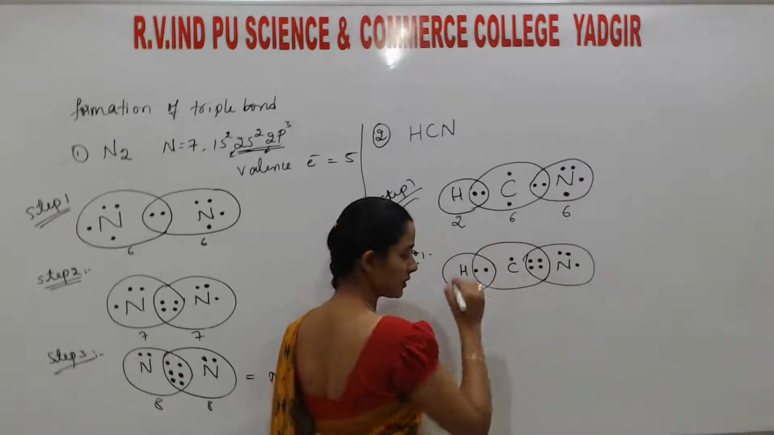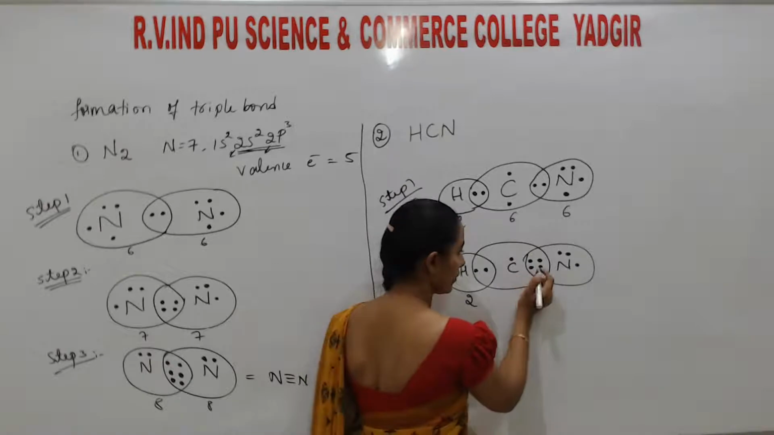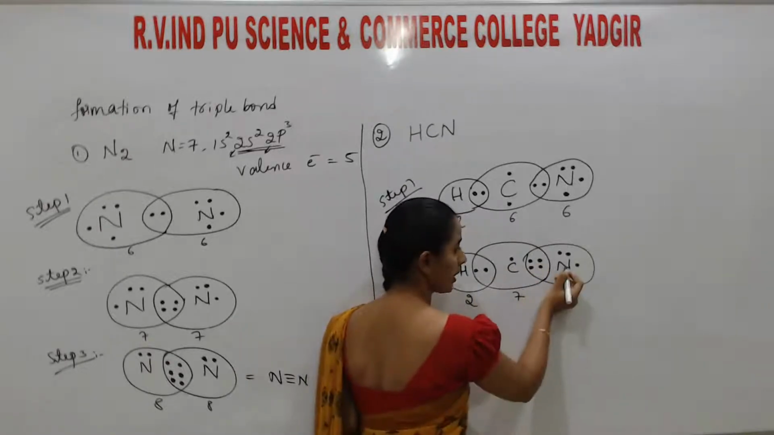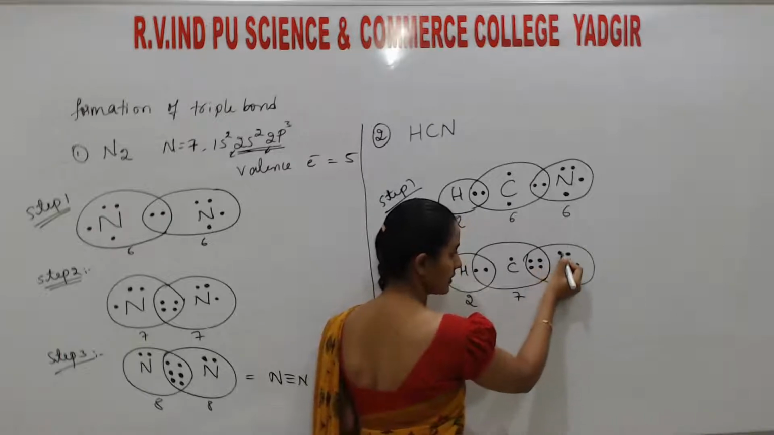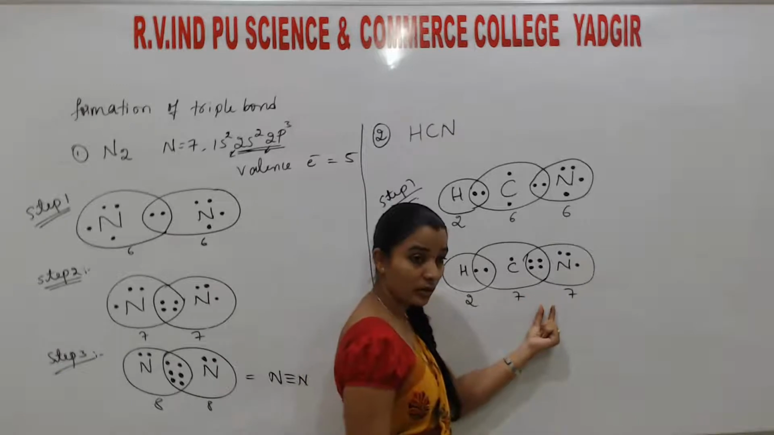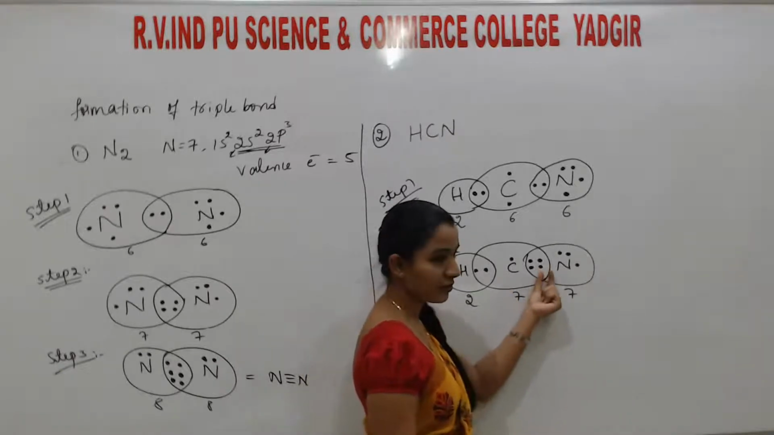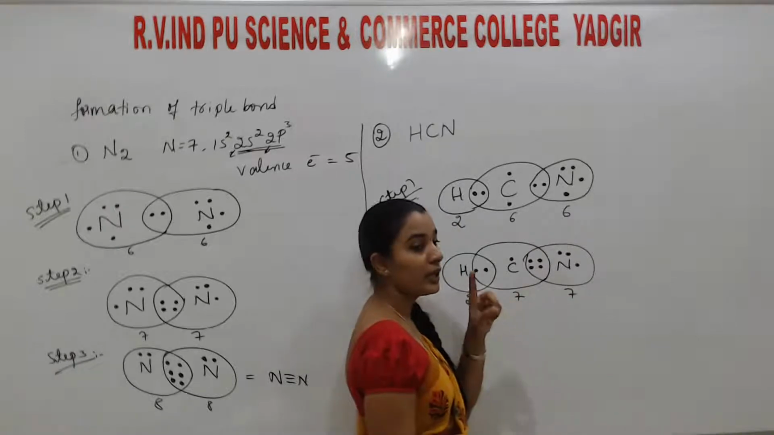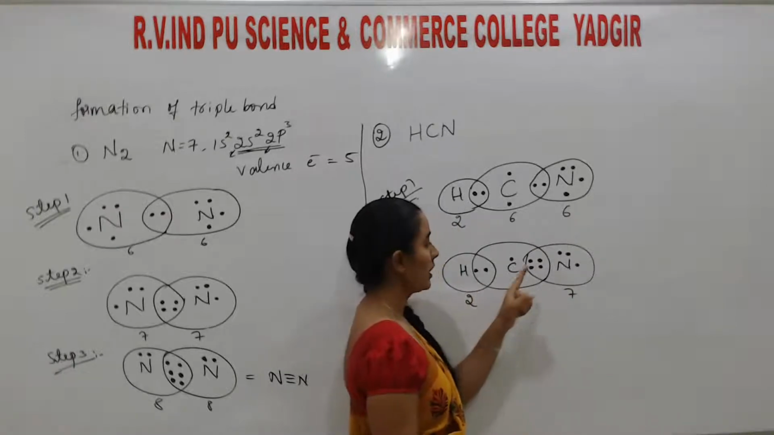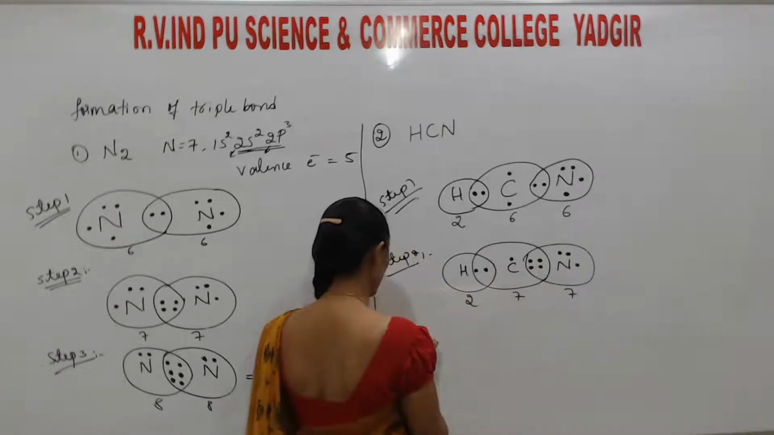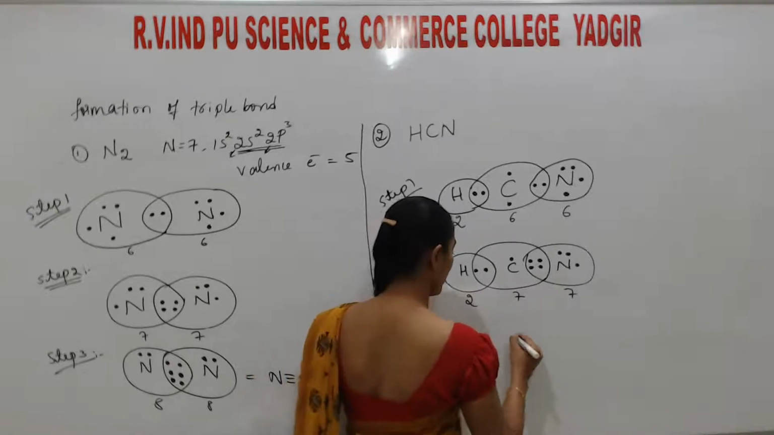Here hydrogen is satisfied as 2, carbon 2, 4, 6, 7. Nitrogen 2, 4, 6, 7. Even after formation of the double bond it is satisfying only a 7 electron system. We need an 8 electron system including bonded electrons. So step 3 is the formation of the next bond.